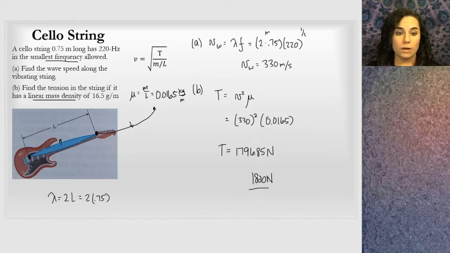And when I think about that, 1,800 newtons for one string, and if you have a 5-string instrument, the neck would need to hold 5 times that force. So that material needs to be very strong in order to hold that string taut in order to make the notes. So that's an interesting problem.